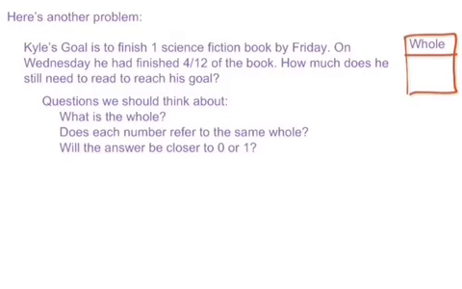Does each number refer to the same whole? And do you think the answer will be closer to 0 or to 1? So think that through, jot yourself some notes, come back and take a look. And also see if you can solve the problem while you're off taking a look before you come back, right? See if you can solve the problem and figure out a strategy to use.